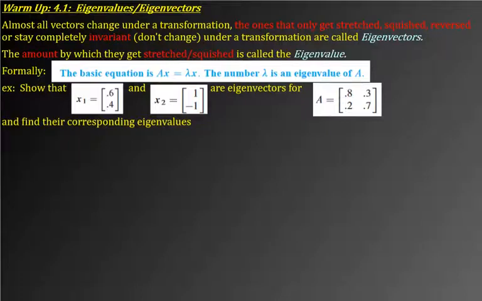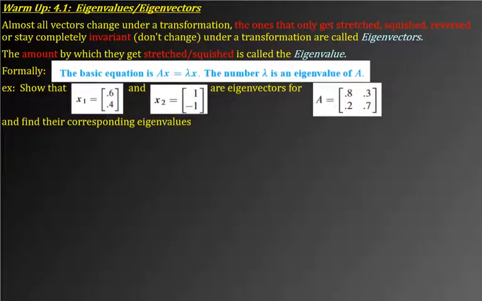So, the vectors that change, let me back up. A lot of vectors change under a transformation, but the ones that only get stretched, squished, reversed, and stay completely invariant, or mean just don't change, those are what we call eigenvectors.